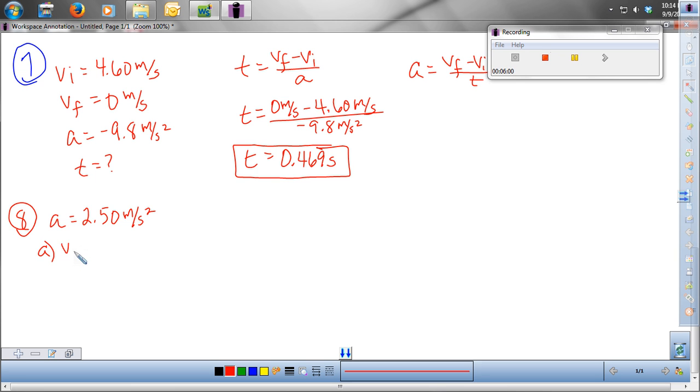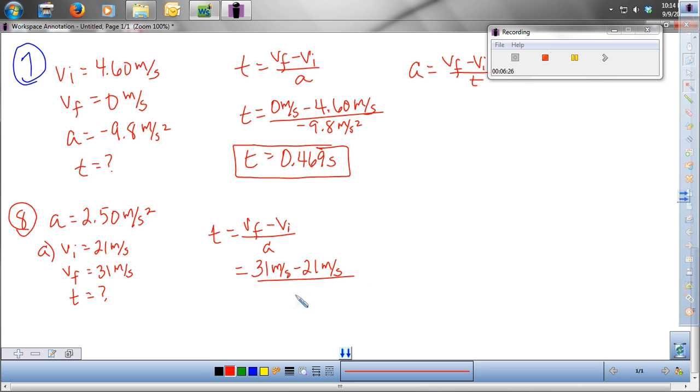So for part A, VI is 21. VF is 31. And they want to know how much time is taken. Well, I said time again is VF minus VI over A. So 31. Again, every number gets a unit. 21 for the initial, divided by an acceleration of 2.50 meters per second squared. So it took 4 seconds.